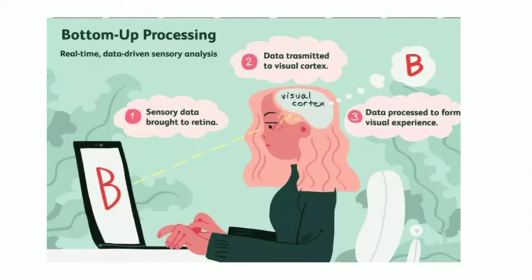Now in bottom up, can you see what is there on the laptop screen of this girl? It is the letter B. How can she say it is B? Because a process has taken place, and that process is known as the bottom up process. In the bottom up process, the data is divided: the sensory data passes through the retina, then is transmitted to the visual cortex, and then the data is processed to form a visual experience.